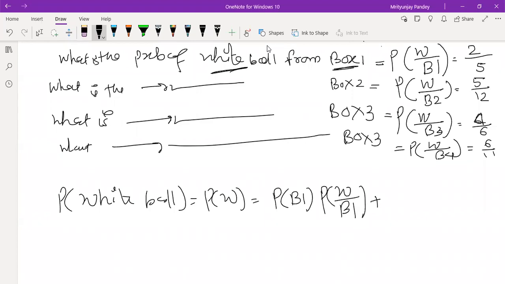Plus, either you can choose the second box and then a white ball from the second box. So, can you tell me here what will you write? Probability of B2. Like that.